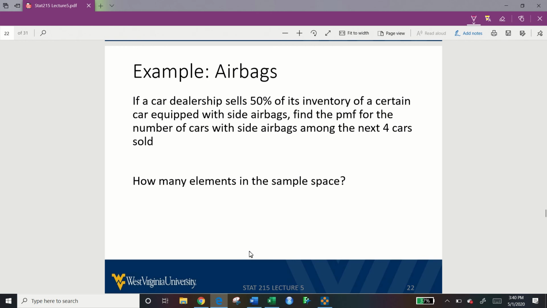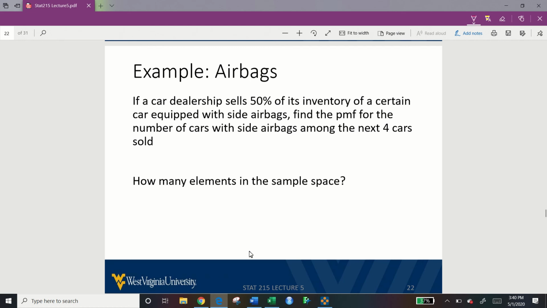So, if a car dealership sells 50% of its inventory of a certain car equipped with side airbags, find the PMF for the number of cars with side airbags among the next 4 cars sold. So, first thing we need to think about is how many elements are in our sample space.